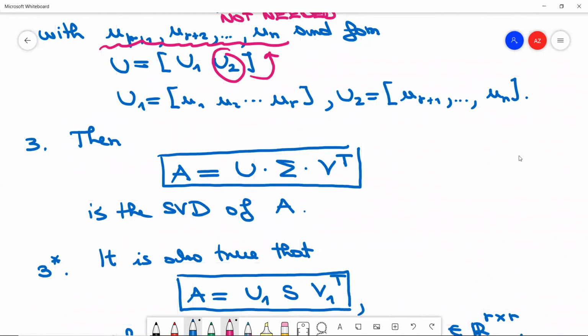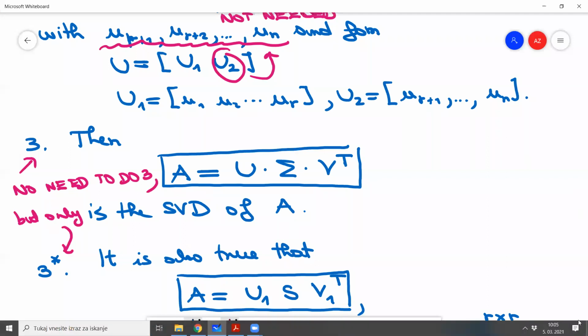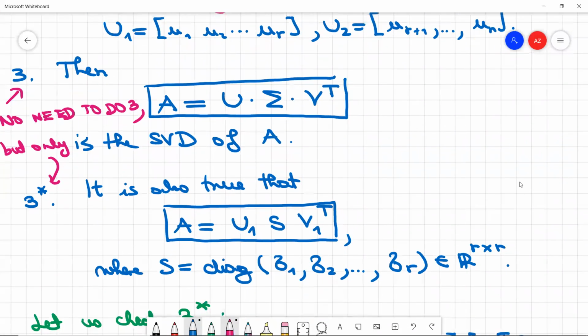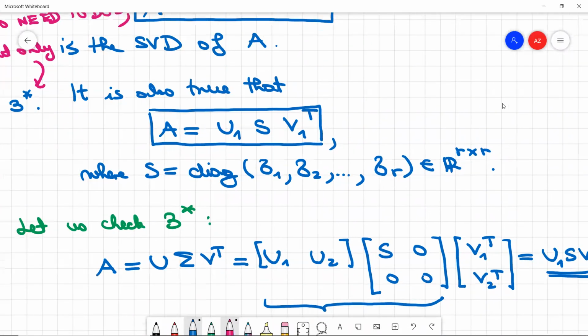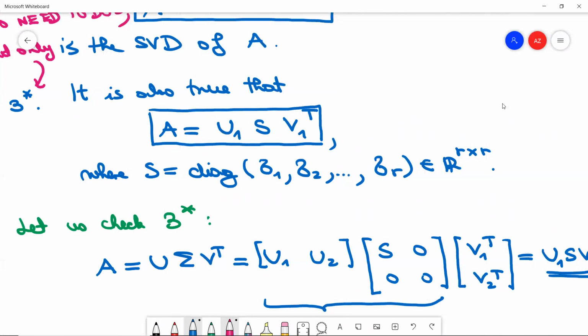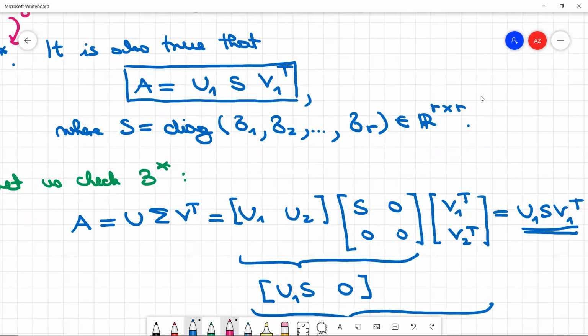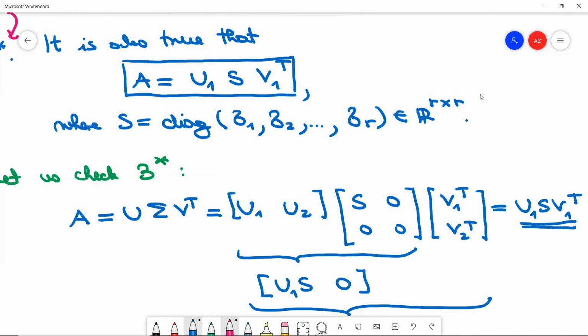And so no need to do step 3, but only 3 star. Okay, is there any question?